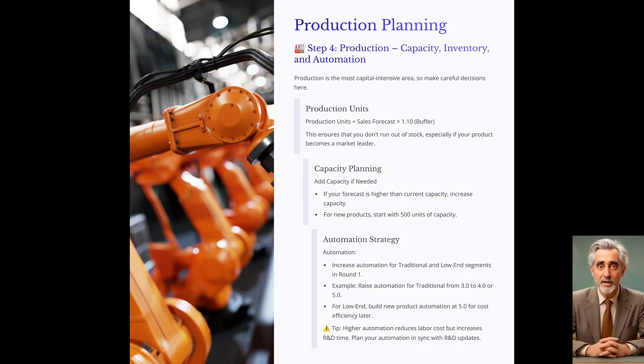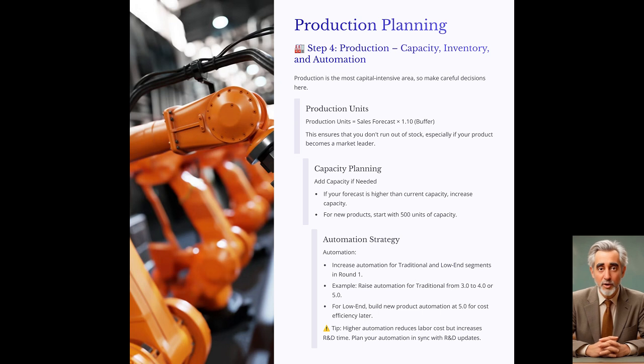Production units equals sales forecast times 1.10, buffer. This ensures that you don't run out of stock, especially if your product becomes a market leader. Add capacity if needed. If your forecast is higher than current capacity, increase capacity. For new products, start with 500 units of capacity.